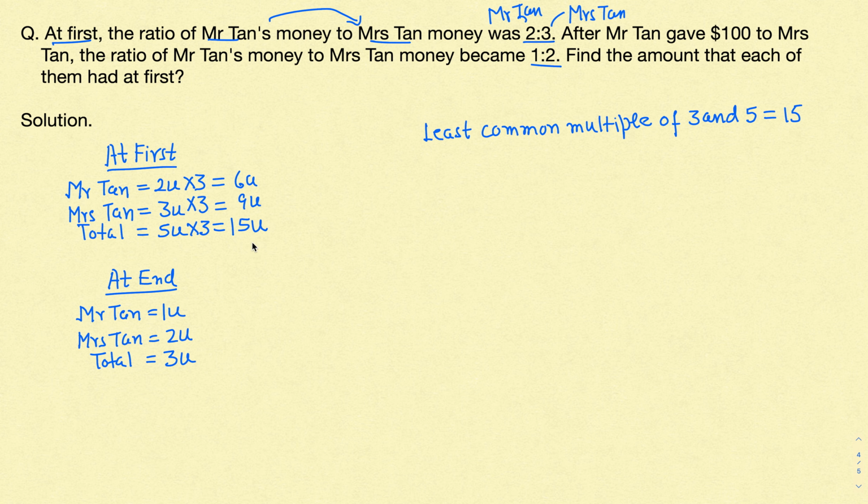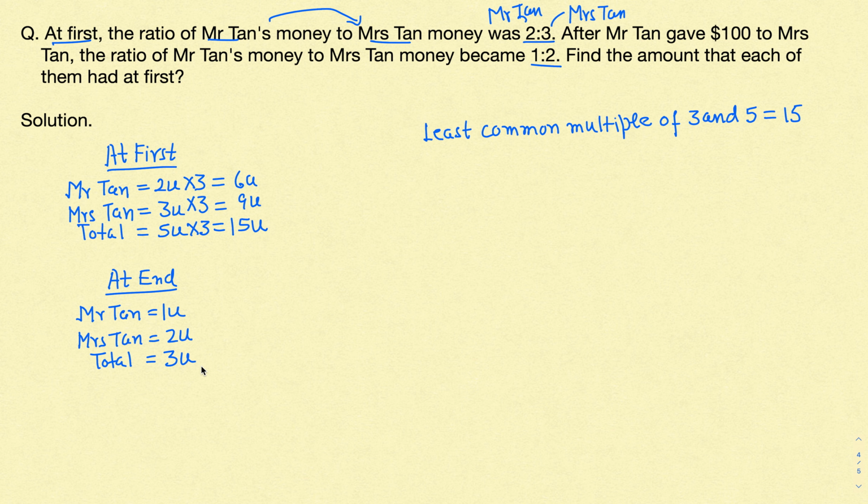And it's necessary also, because if we keep Mr. Tan just 2 units and Mrs. Tan 3 units, 2 plus 3 won't give you 15. So we have to multiply Mr. Tan and Mrs. Tan's units also with 3. So now the sum of this will give you 15.